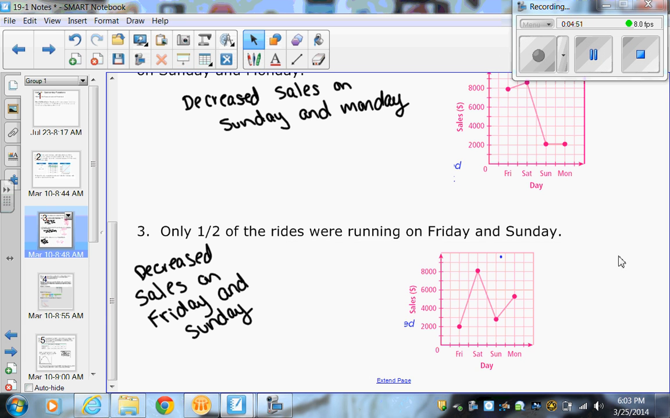So our graph could look something like this. Friday we have a really big drop in sales because half the rides were running. All of them are running back on Saturday, so our tickets are going to go up, which means our sales are going to go up. But then on Sunday, they're going to drop again because half the rides were running again. And then on Monday, they're probably coming back, so the sales are going to go up because the tickets are going to go up.